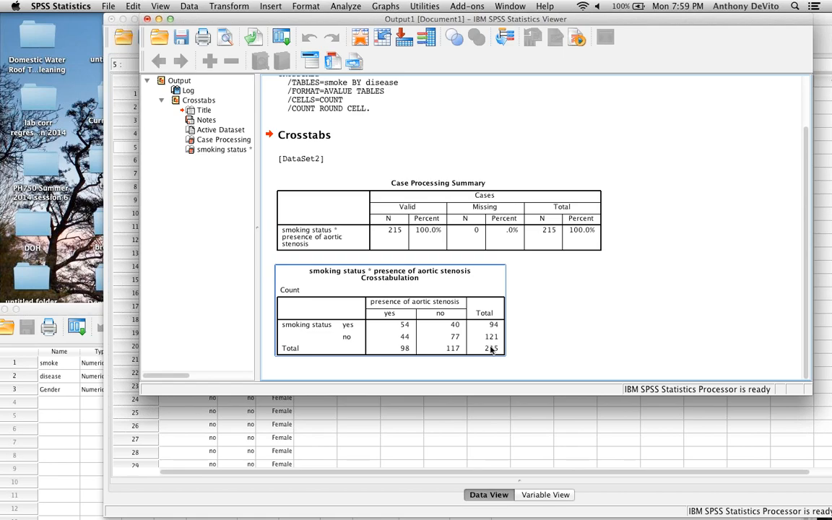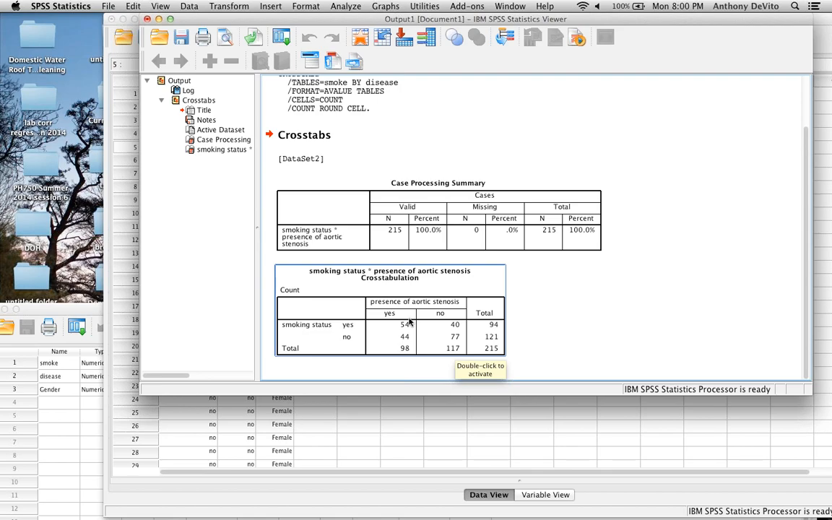So we had 215 people in the study. Of those 215 people, 117 did not have aortic stenosis. 98 people did have aortic stenosis. And we found, among the people that are smokers, 54 had aortic stenosis, and among the people that were not smokers, 44 had aortic stenosis. It's less, but there are more people here. It's kind of hard to judge just by looking at those numbers.